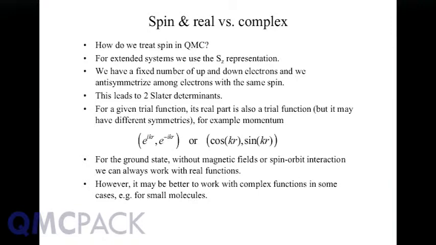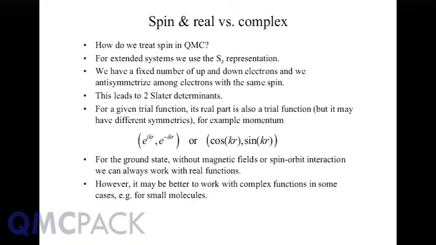For a given complex function, the real part of the wave function is also a valid function. For example, suppose we had this plane wave, and we wanted to represent an electron with momentum k; we would have this wave function and this wave function for the electron with momentum minus k. But normally, what's often done is we just take the real part of these two functions, so that we have wave functions which are cosine kr and sine kr. And that way, you don't have to deal with complex wave functions.